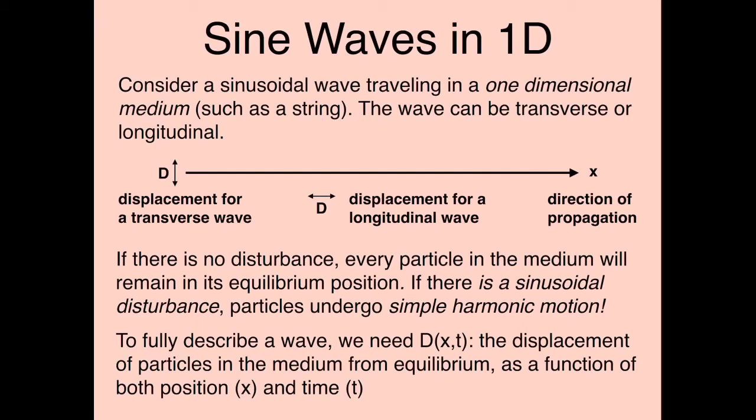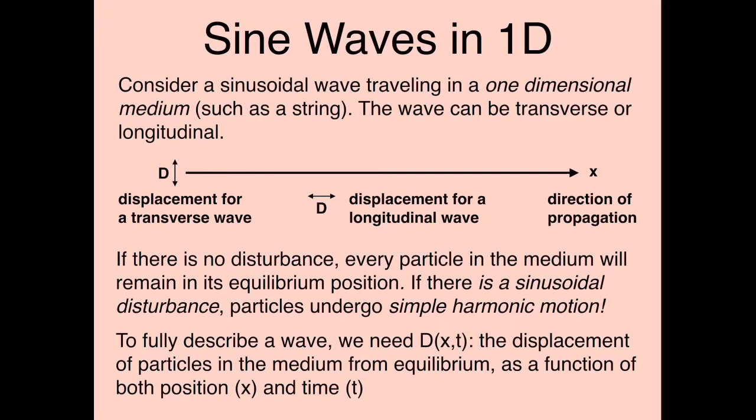However, if we do have a disturbance, then we're going to have displacement away from equilibrium. Now, if the disturbance is sinusoidal, meaning if you want to picture holding the rope at this end and shaking it up and down in a sinusoidal sort of way, then the particles in the medium are going to undergo simple harmonic motion. They're going to vibrate or oscillate back and forth in simple harmonic motion. So that's what we should be picturing here as far as our wave.